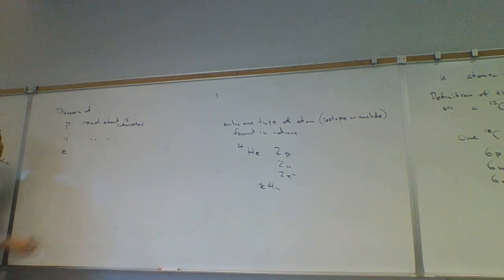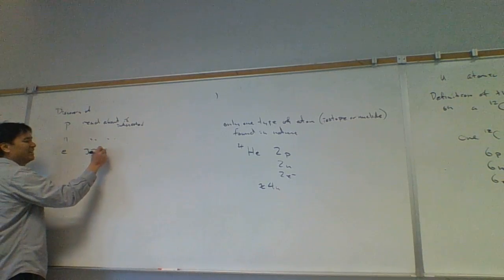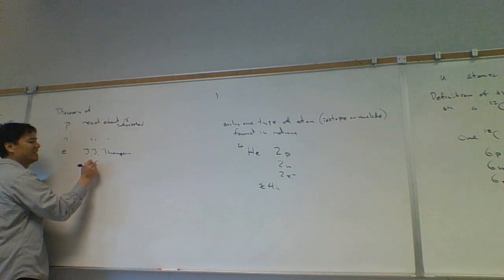The electron, the book wants you to know who discovered it and how they discovered it. Do you know who discovered the electron? Well, J.J. Thomson. When? Around the 1800s.